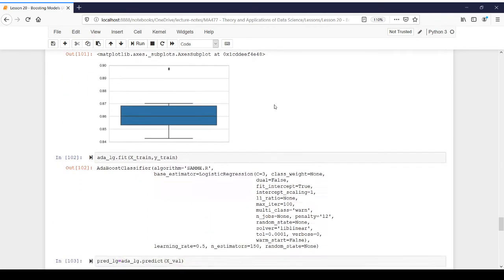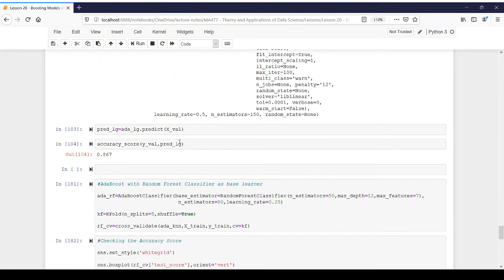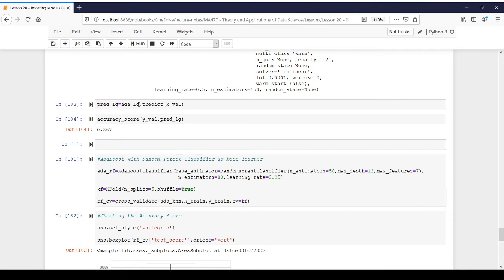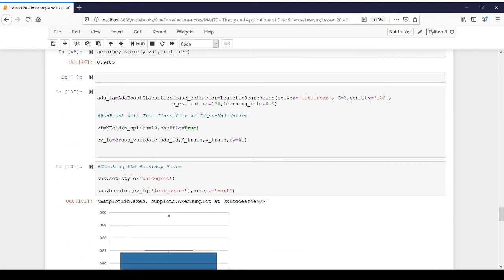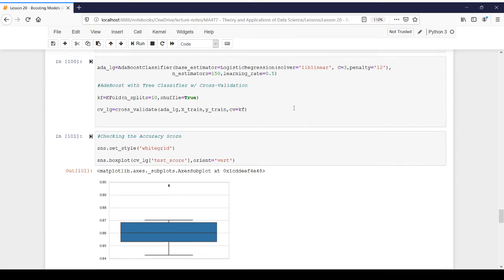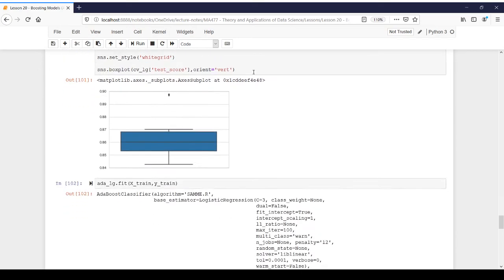So in this case, again, using AdaBoost with logistic regression as a base learner, we're achieving basically a 0.867 accuracy score. And if I remember correctly, last time when we fit individually just a logistic regression, we were getting something similar. So in other words, in this case, at least with these parameters, we are not improving much, if at all. Maybe we're reducing the variance a little bit, but maybe not even that, using AdaBoost as opposed to logistic regression.